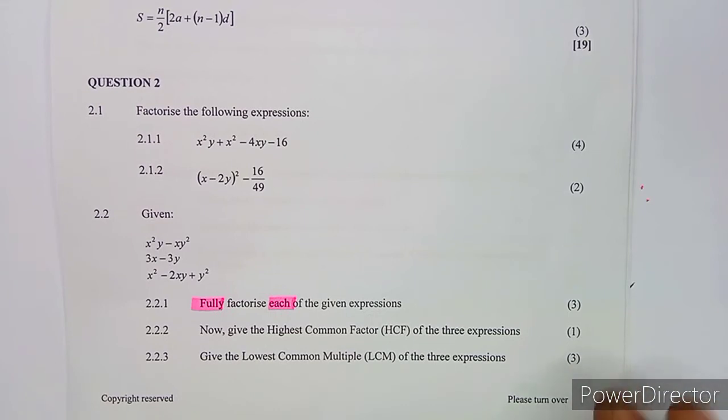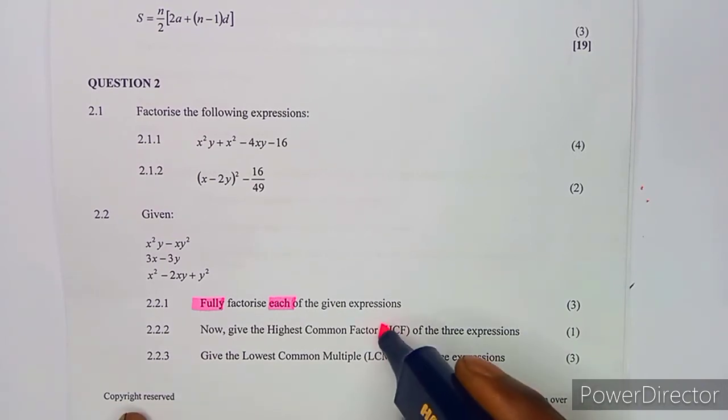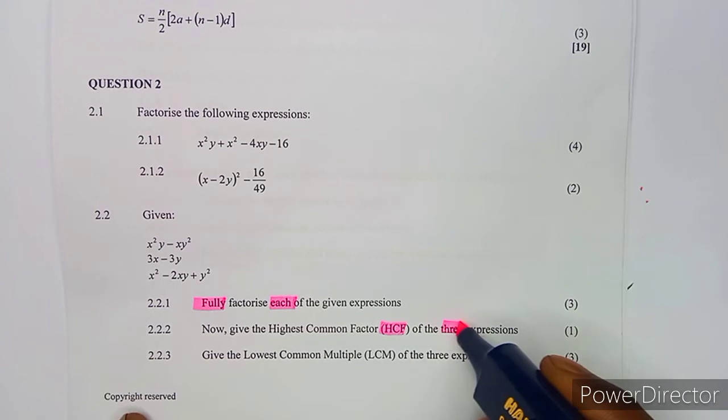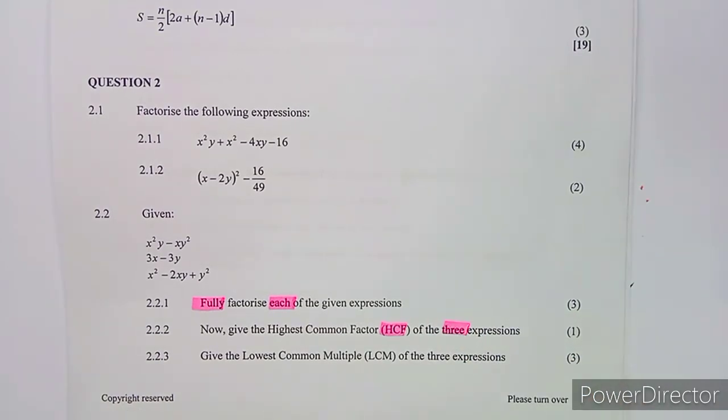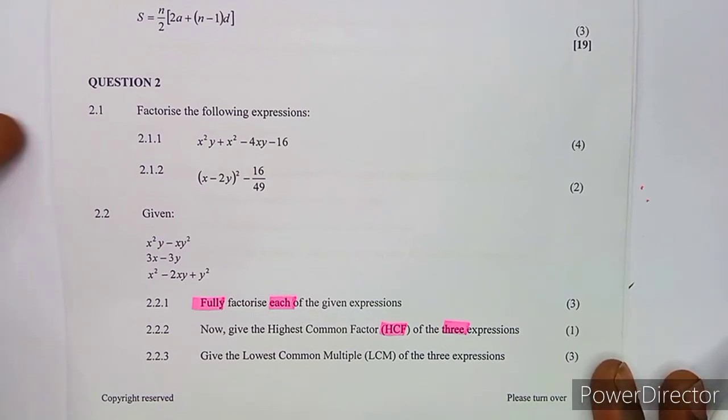Now give the highest common factor, which is the HCF, of the 3 expressions. Take note, we need the HCF of the 3 expressions, which means talking of these 3 expressions, what is your highest common factor? Remember, the highest common factor should be common throughout. This is a factor that is common throughout the given expressions.